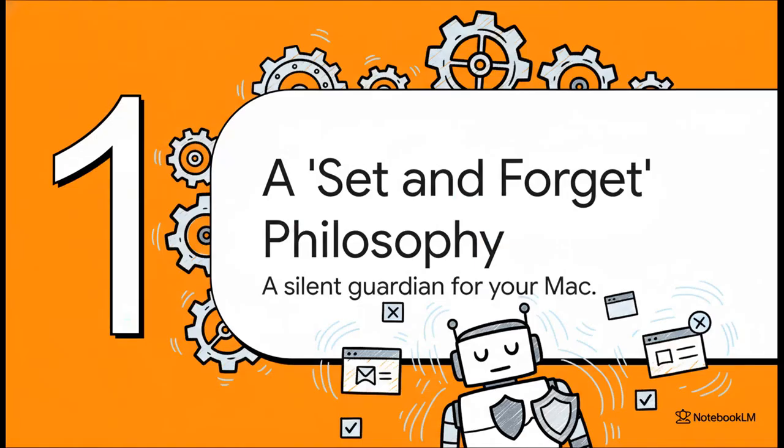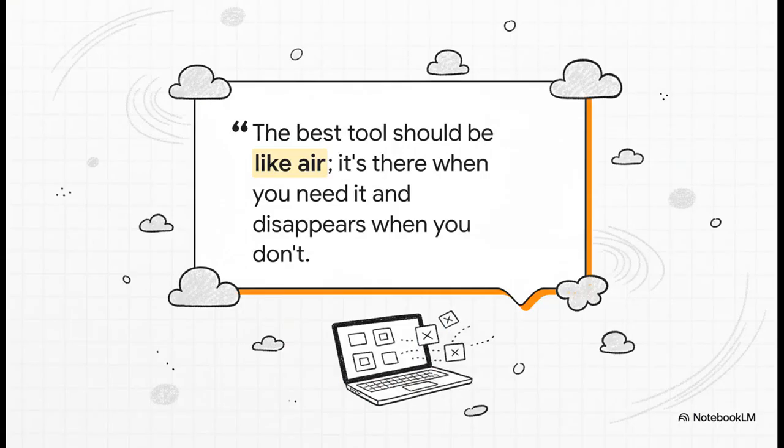This is not about giving you yet another dashboard to manage or another thing to fiddle with. Nope. The whole philosophy here is super simple. Set it and forget it. Aion is designed to be a silent guardian for your Mac, doing its job so you can focus on yours. I mean, the developer behind it really hit the nail on the head. They said, the best tool should be like air. It's there when you need it and disappears when you don't. And that's exactly what Aion tries to be, this invisible essential force that just makes your day-to-day life better without ever getting in your way.